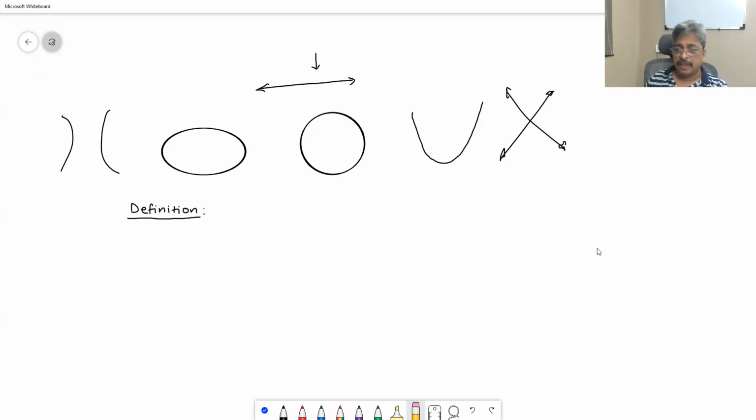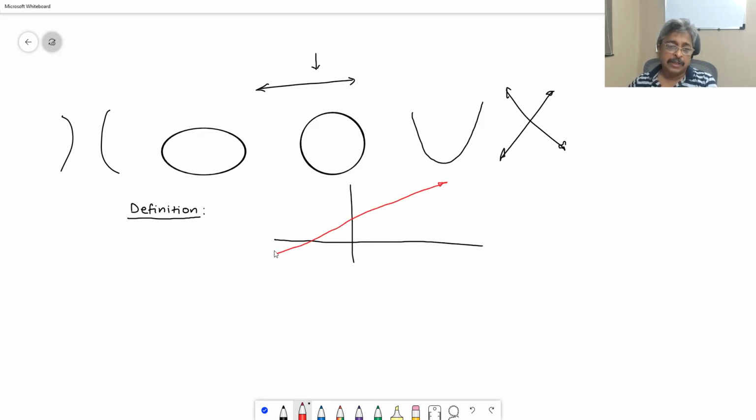Inclination is an angle. Inclination is an angle through which positive x-axis is to be rotated in anti-clockwise direction so that it becomes coincident or parallel for the first time. It's called inclination of the line.